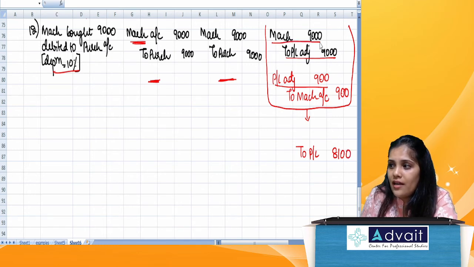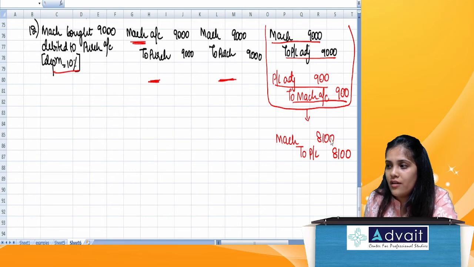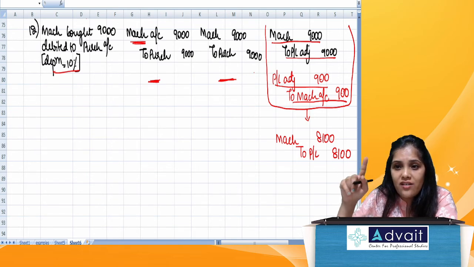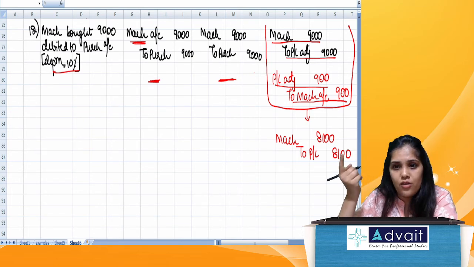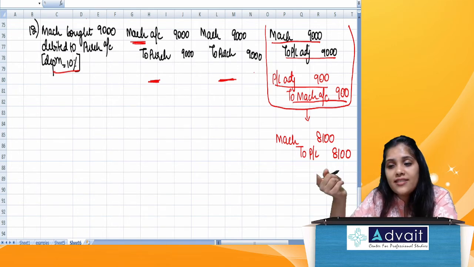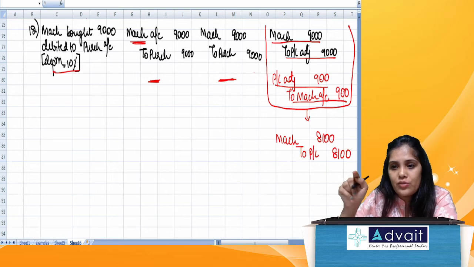Machinery debit 9000, credit 900, so it will be machinery 8100. So they expect us to pass a net entry after depreciation. So this is how you will do it. Once more, I don't do depreciation in the first two methods because depreciation is generally done at the time of preparing final accounts. In the first, it is before preparation of trial balance, and in the second, it is before preparation of final accounts.